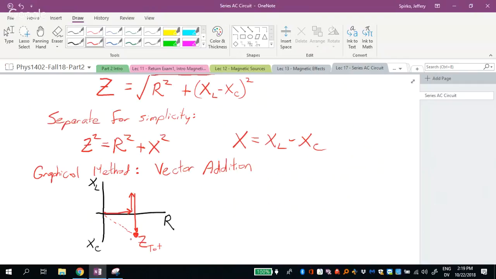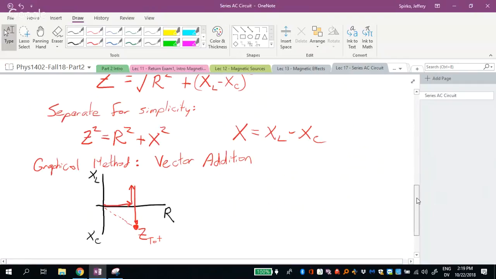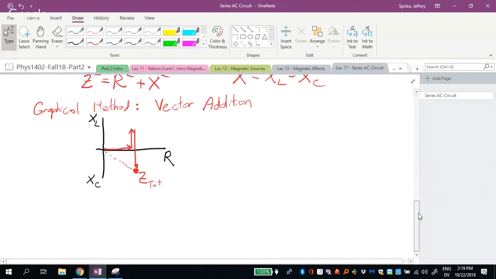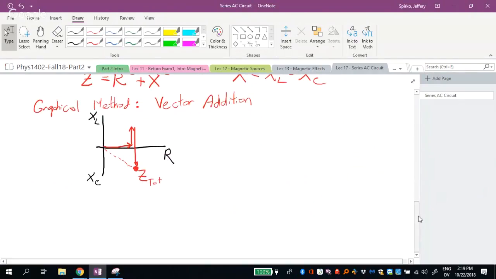So we should do an example. We shouldn't just leave this at big general formulas. I have an example prepared, but I want to make sure everybody's had a chance to write this stuff down. I'll write the general formulas down again as we use them on the next page.